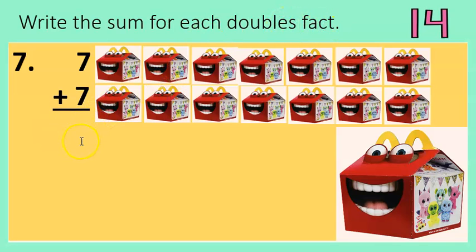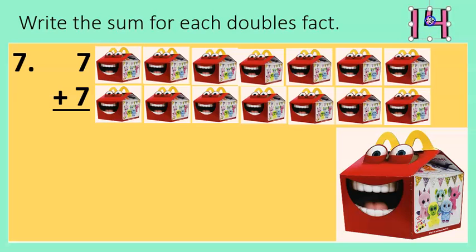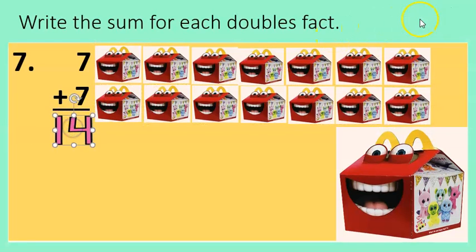Now, to get our answer here, all we're going to do is count up our Happy Meals. Let's count with Mr. Begay. 1, 2, 3, 4, 5, 6, 7, 8, 9, 10, 11, 12, 13, 14. So boys and girls, our answer here is going to be 14 based on our doubles fact photo here. So 7 plus 7 is going to equal 14, okay?